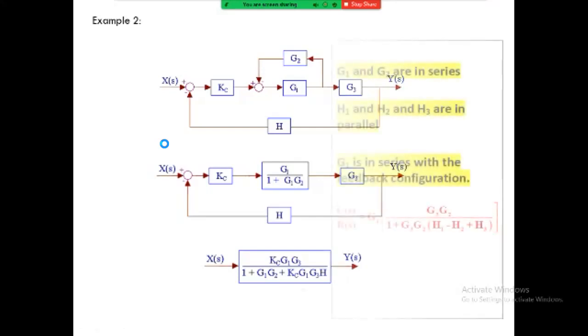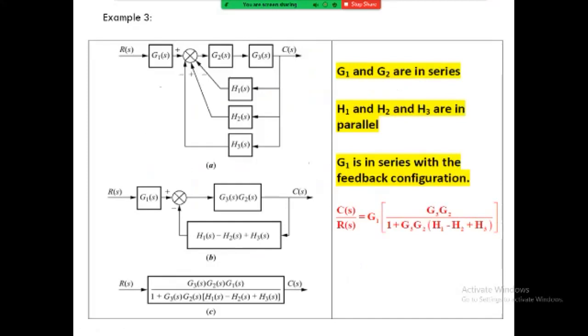We take so many examples. In this example C, G1 of S is given to the summing point, then G2 and G3 are in cascade, and G2 and G3 are given in the second diagram. And what about H1, H2 and H3? Yes, they are given to the summing point, but two are negative and one is positive. Here H1 of S is negative, H2 is positive and H3 is negative. So reverse this sign. So H1 of S minus H2 of S plus H3 of S will be considered.